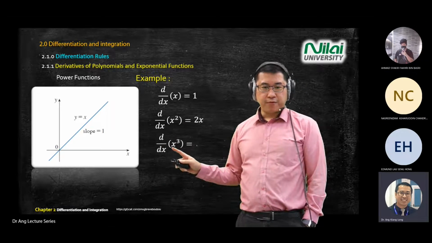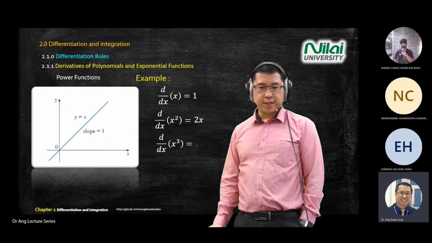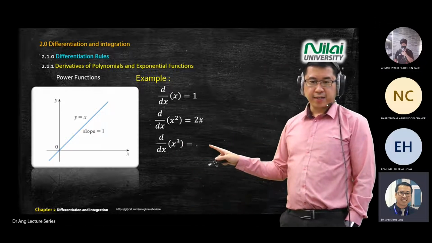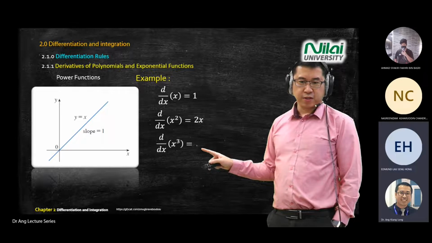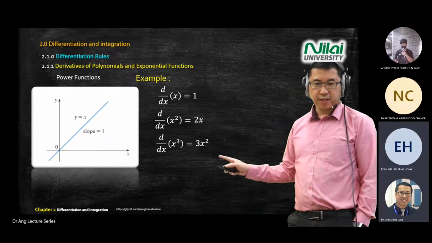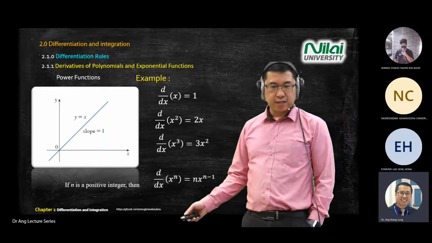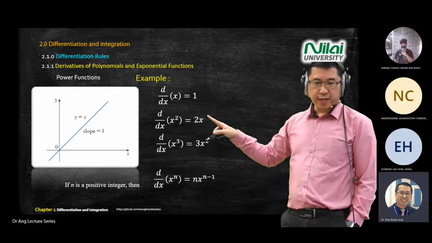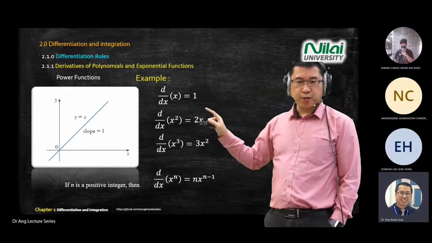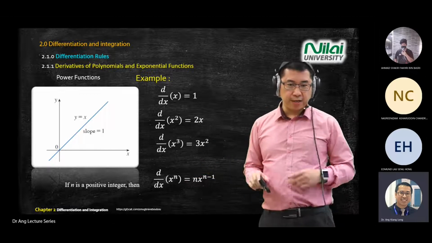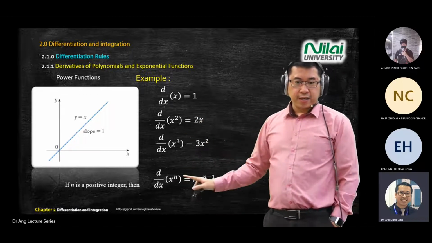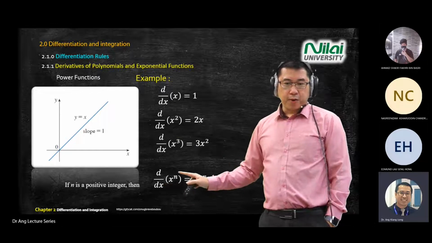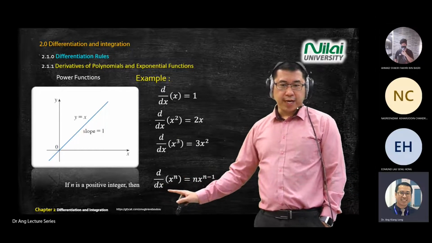What happens if you differentiate x power 3, Edmund? What do you get? 3x squared. Correct. So by looking at this pattern, again, this module will always test you to derive a pattern. So if your n is positive, you can write x power n when you differentiate with x.